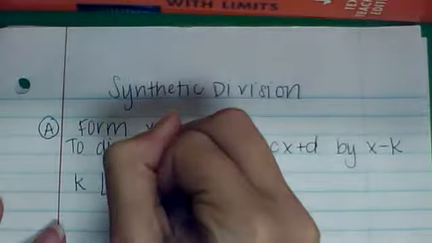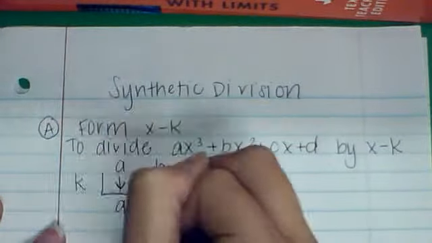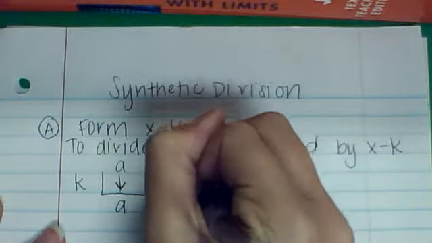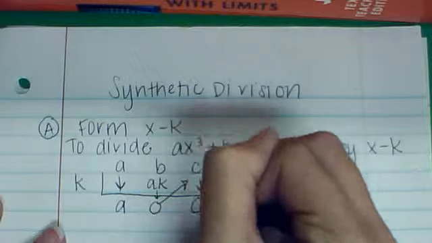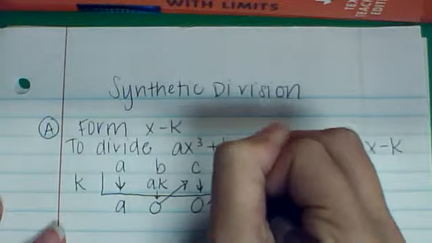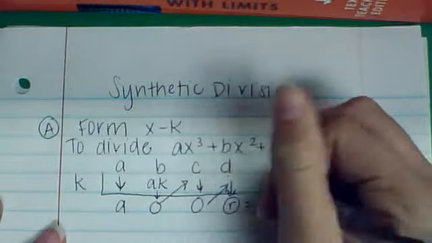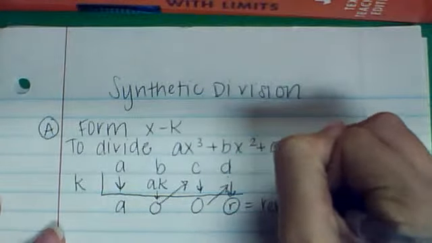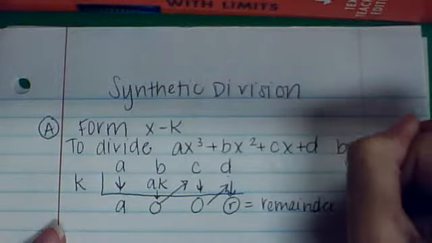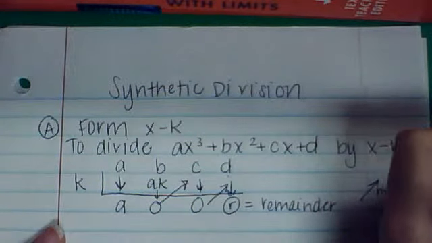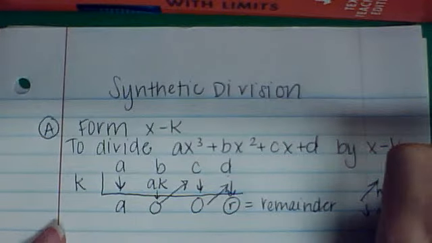Now, I'm going to take that and put my answer here, take that answer and multiply it by k, put it here. I'm going to add those two. Pull it down here, put an answer here. Multiply this times k, put it under d, add those together, and put my answer here. And this last thing is your remainder. If there's nothing there, then there is no remainder. Okay? The cross arrows mean to multiply. The down arrows mean to add.